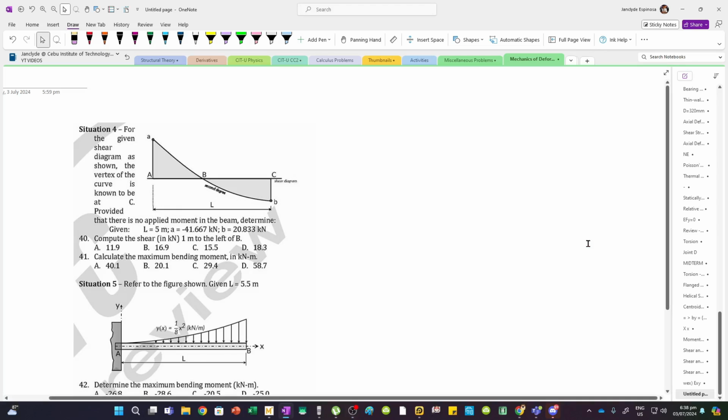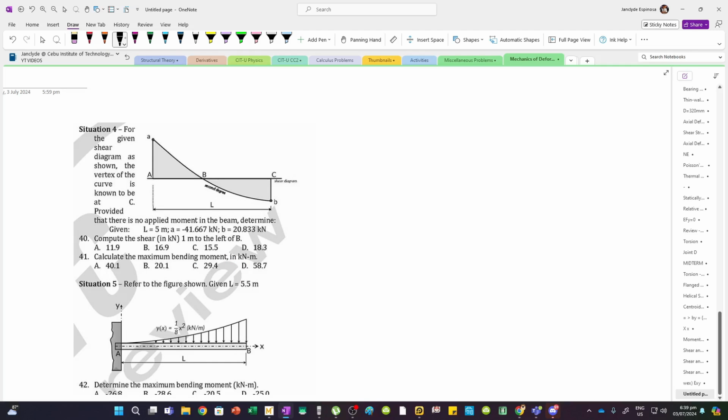In our video today, we'll try to solve this problem. For the given shear diagram, the vertex of the curve is known to be at C, which is right here. Provided that there is no applied moment in the beam, we have to determine the shear 1 meter to the left of B, which is somewhere here. And then we also have to calculate the maximum bending moment in kilonewton meter.